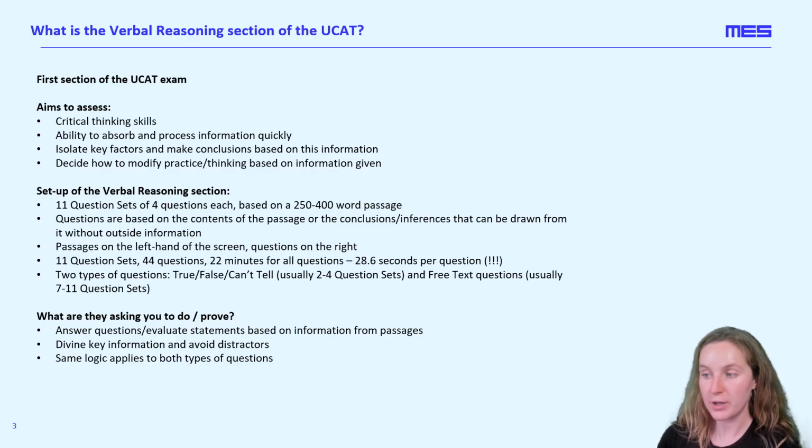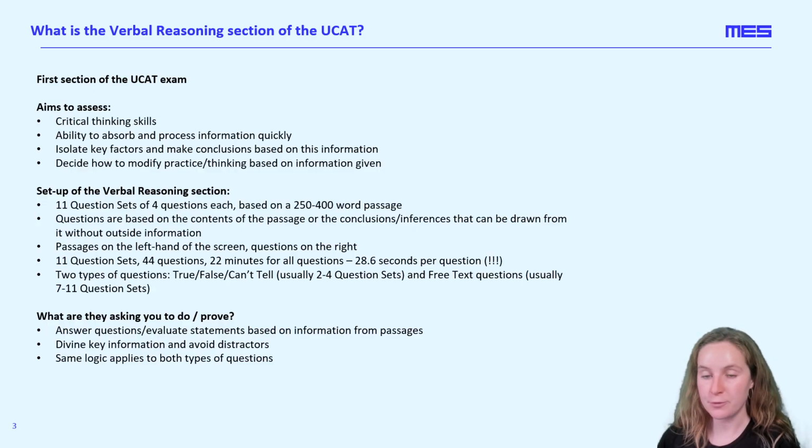The questions are based on the contents of the passage or the conclusions and inferences that can be drawn from it without outside information. So it is a part of the exam where it's not what you know outside of the exam centre that matters, but rather what you can do with the information you're given under very controlled conditions within the exam itself. So nominally, you don't have to do any preparation. There's no specific things you need to know. You just need to know the skills of how to take this exam and what it expects and is asking of you in order to do well on it.